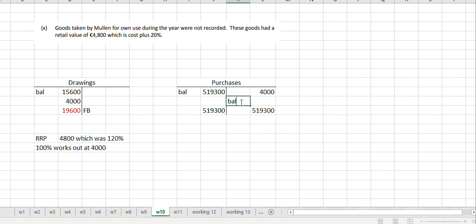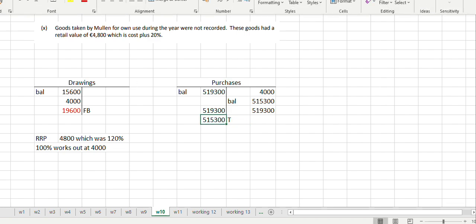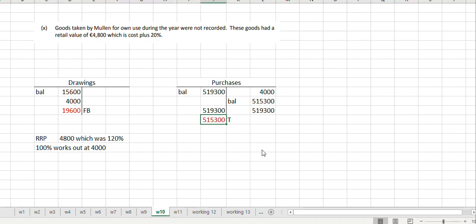The balance will be 515,300 on the debit side, and that is going to be your trading figure for purchases. I'll put that in red. Okay, so you have the drawings figure, financed by, 19,600, and the purchases figure, trading account, 515,300. And that's it for the notes. Okay, we have 10 notes. That was a lot of notes.